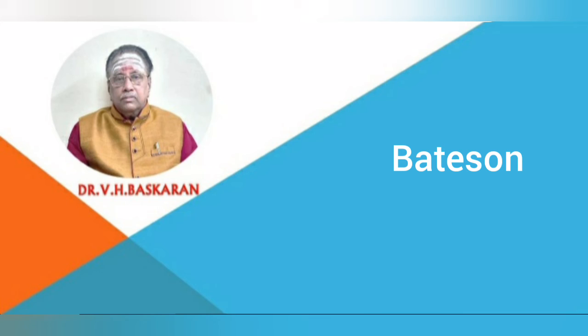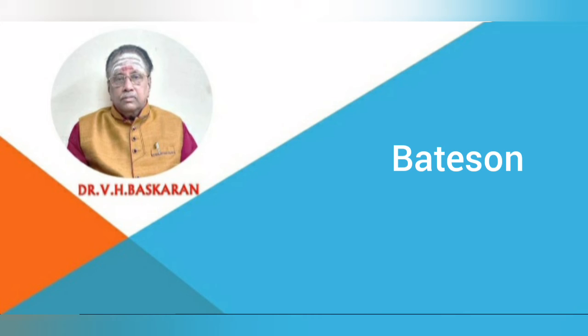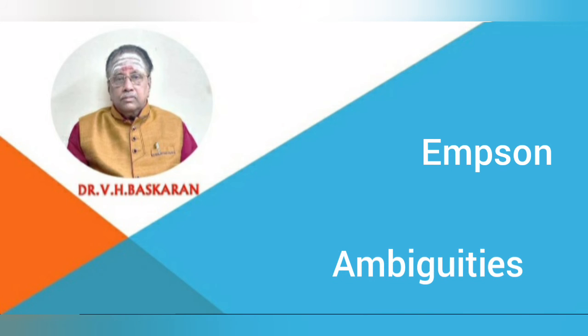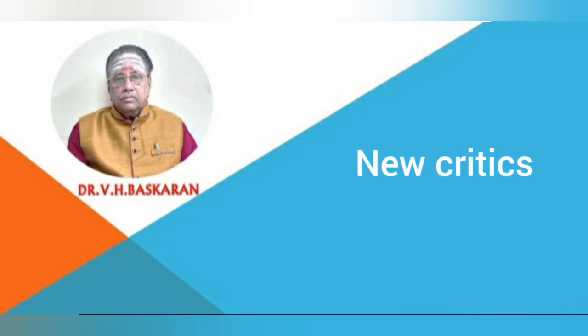As a representative of the Arnoldian tradition, Bateson says that new criticism is irresponsible criticism. The new criticism concentrates on form. Empson lays emphasis on ambiguities and Cleanth Brooks on irony and paradox in poems. The new critics concentrate exclusively on the work of art and discard all considerations of the circumstances of its creation. The technique works well with short pieces, but the new critics fight shy of long poems.